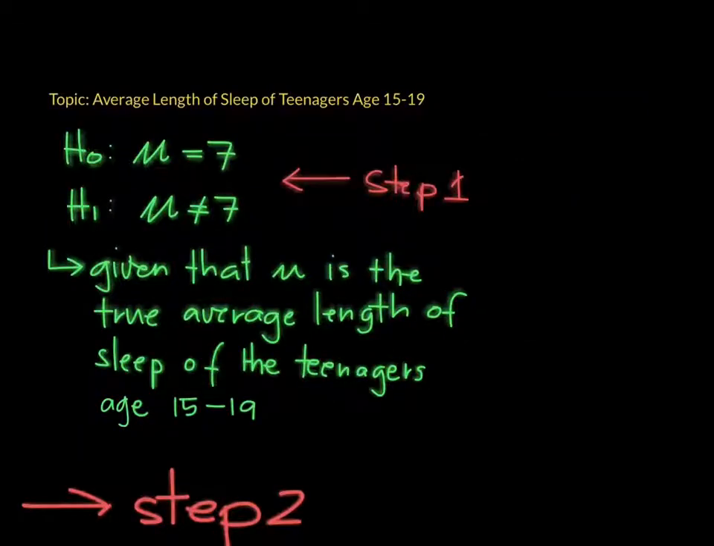Let us say the topic is still on the average length of sleep of teenagers aged 15 to 19. Now let's say that the status quo is that the true average length, or the mu, is equal to 7. So the alternative hypothesis that challenges this status quo is that mu is no longer equal to 7, given that mu as a symbol is the true population average length of sleep of the teenagers aged 15 to 19. So how do we proceed to step number 2?